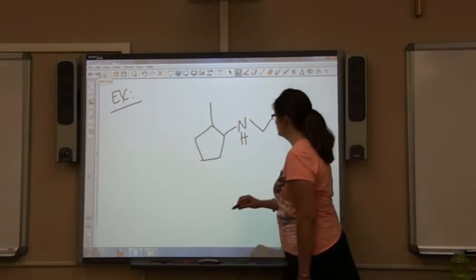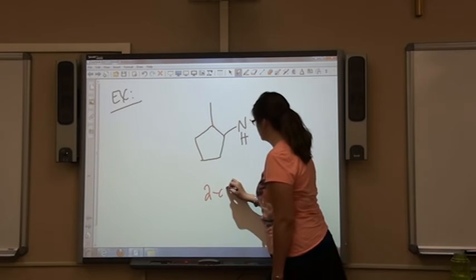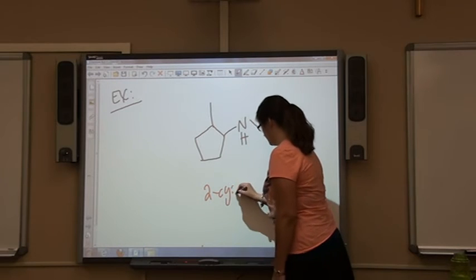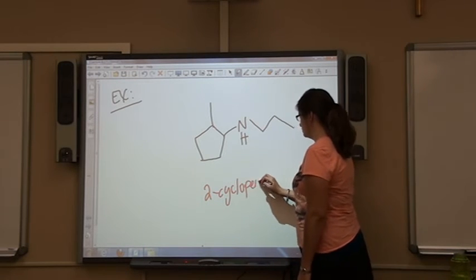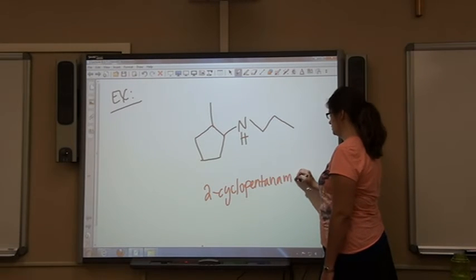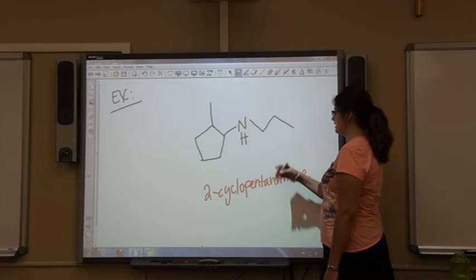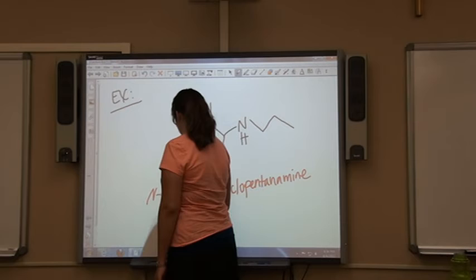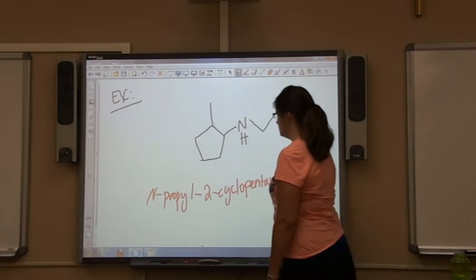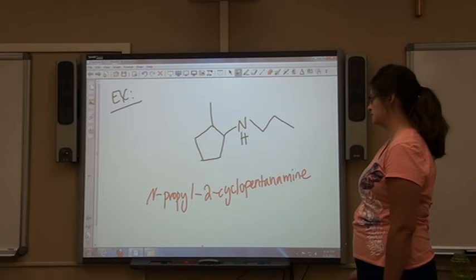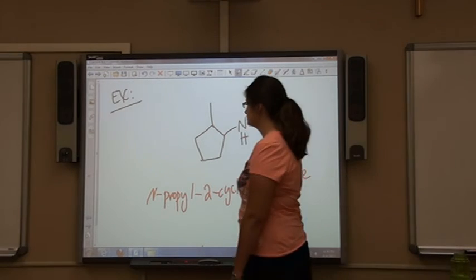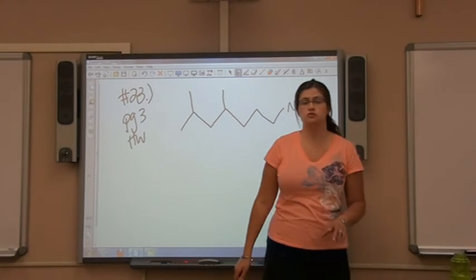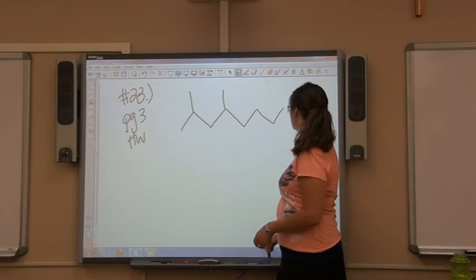Okay, here's one. It's getting late, can't spell. Cyclopentanamine. And then this is a propyl. N-propylcyclopentanamine. Okay, now you guys should be able to do the rest of these examples. So just come back and check your answers to make sure you're doing okay.